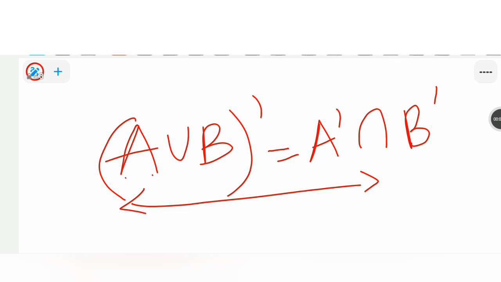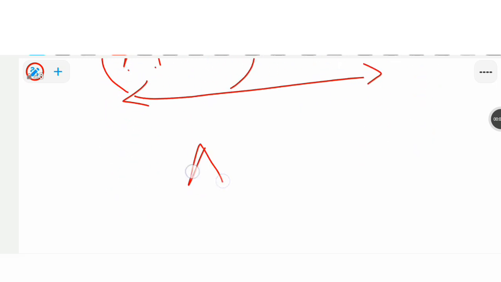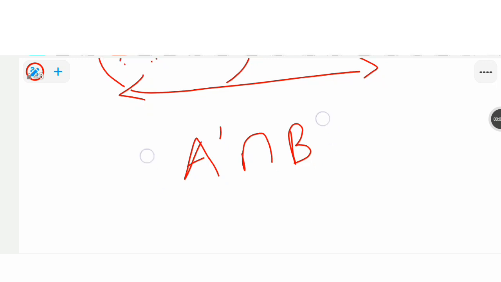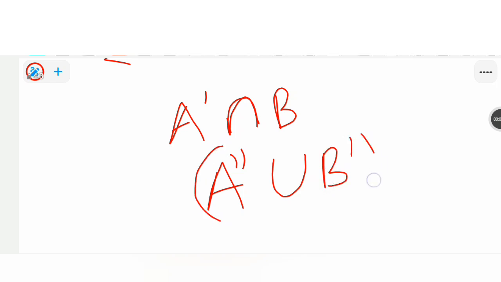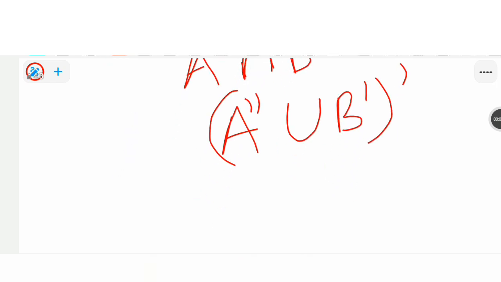Okay, you can also have it in another way. You can give something like this, A prime intersection B, and you'll be told to prime it. If you prime this, A will be A prime prime, because you are priming it. This sign will be changed to union. Then you're going to have B prime. Then you're going to introduce a prime outside. A prime prime is the same thing as A. So you're going to have A union B prime, then with a prime outside.